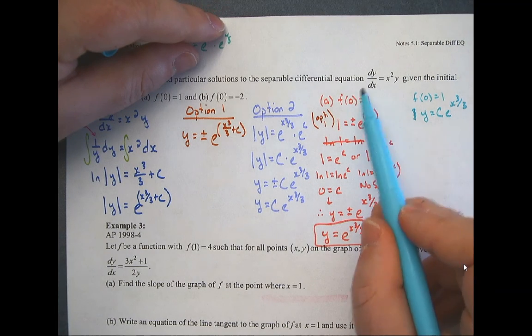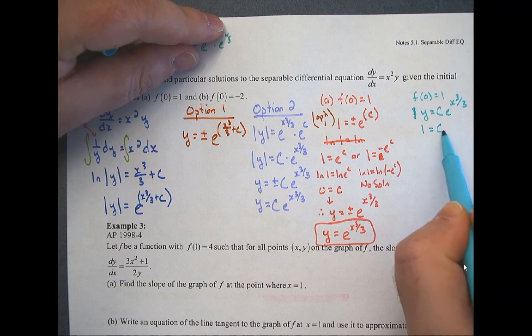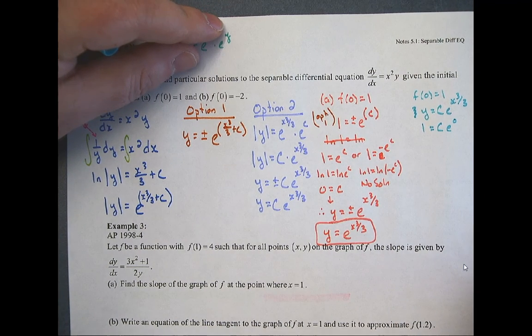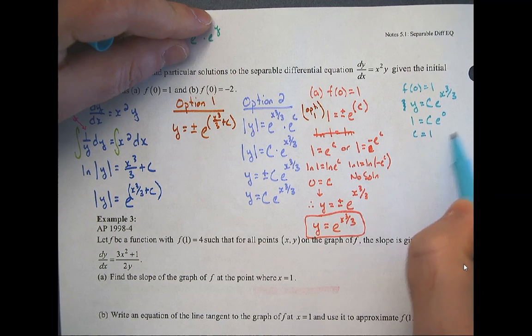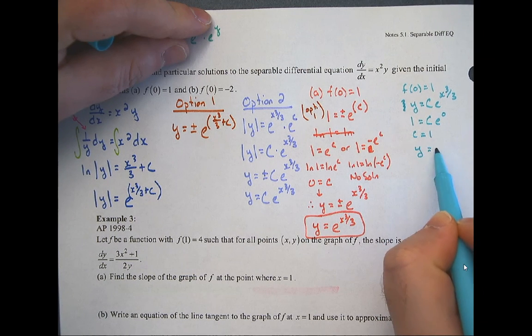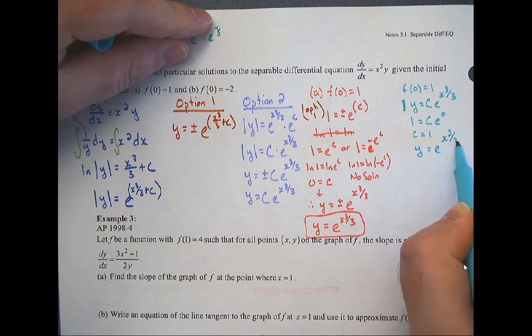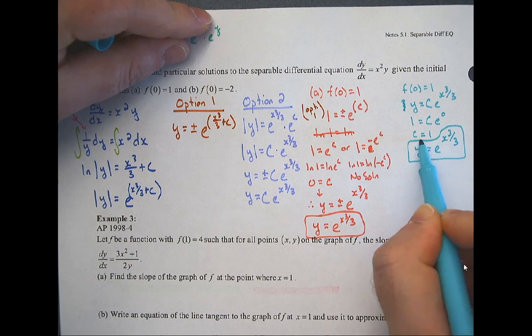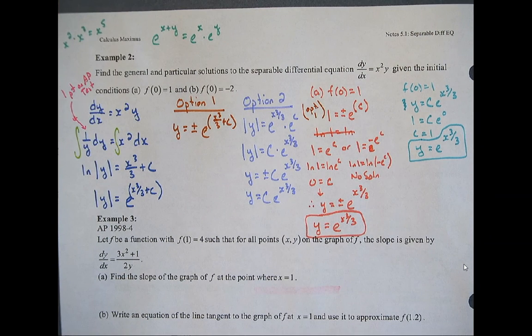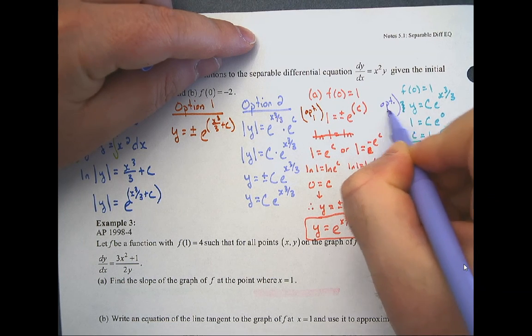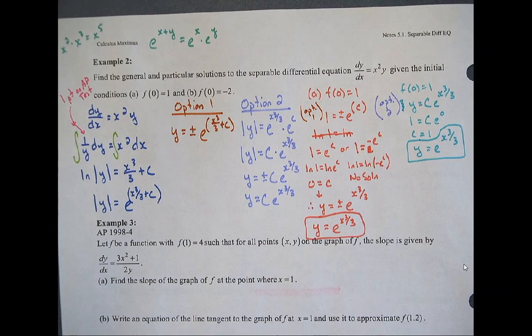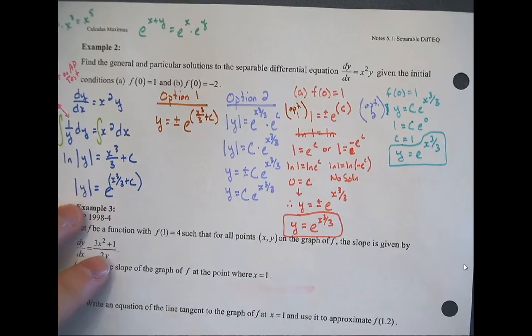Now I can plug and chug, so y was 1, c e to the 0. e to the 0 is what? 1. 1 times c, so therefore c equals 1, which then I plug back in and I get y equals e to the x cubed over 3. Same solution. Way faster. Option 2. Yeah, I didn't have to do any guessing and checking. That c absorbed the positiveness and negativeness within it, and so it took care of it all on its own.